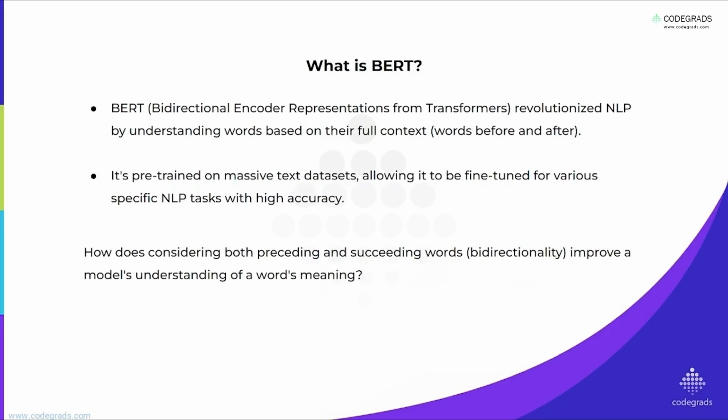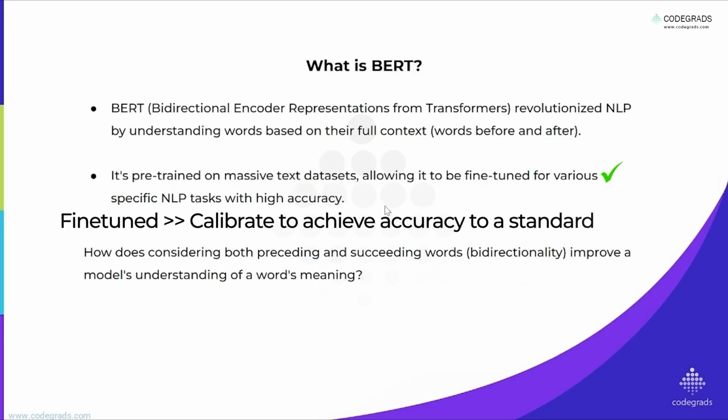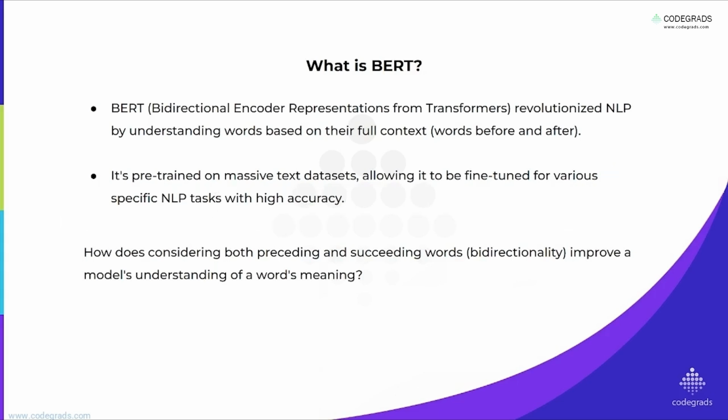So starting with the definition, BERT stands for Bidirectional Encoder Representation from Transformers, and it is a language model developed by Google AI in 2018 that helps machines understand human language better and in context. It revolutionized NLP by understanding words based on their full context, words before and after. It is pre-trained on a massive text dataset, allowing it to be fine-tuned for various special NLP tasks with higher accuracy. So for various NLP tasks like classification and sentiment analysis, we can use this BERT model, and we can also fine-tune this model according to our data set so that we get higher accuracy.